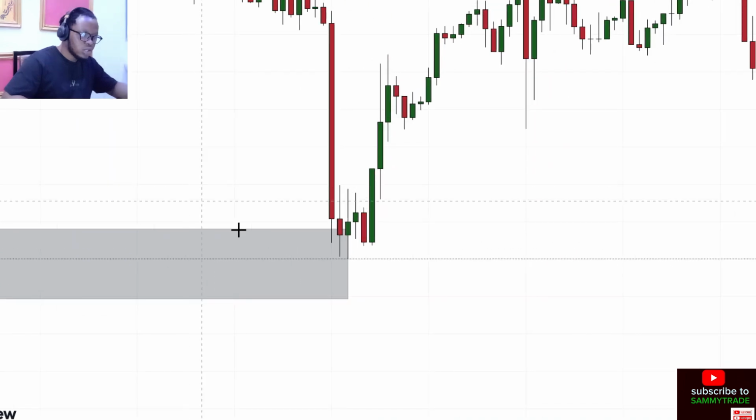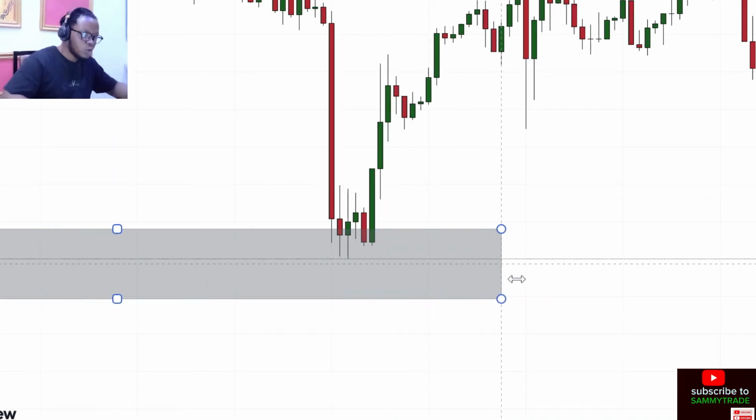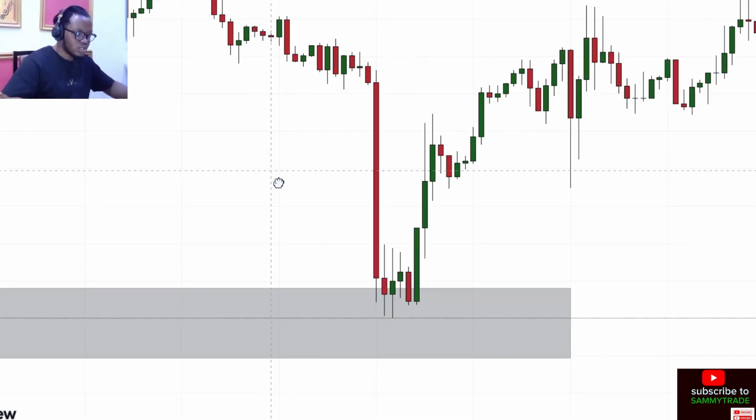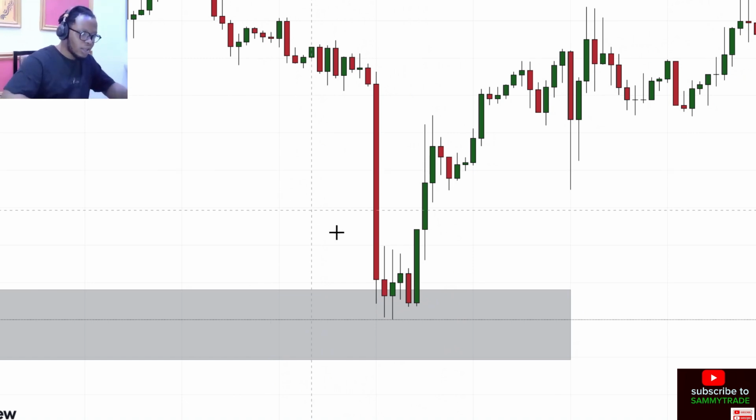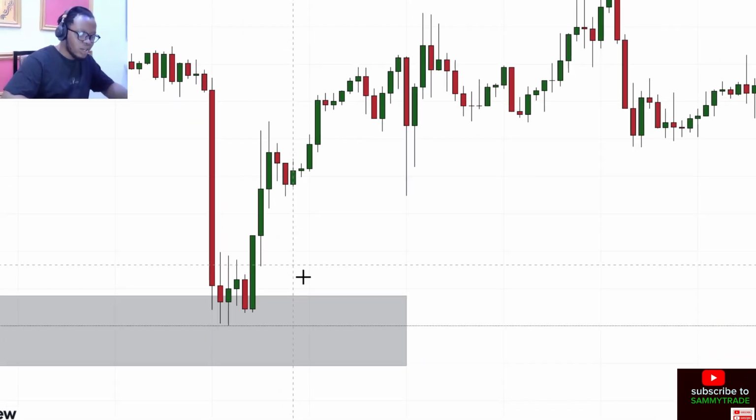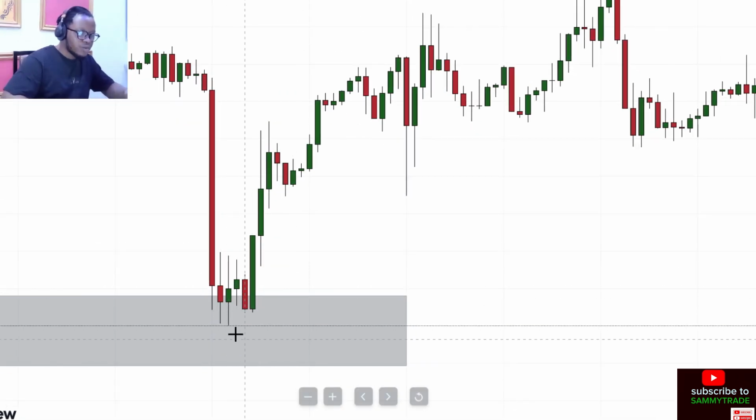Okay, and you spot it out and wait for a retracement. Immediately price retraced into that order block. Like I said, look out for the candlestick at that point before you take that particular trade. Look out for the candlestick.